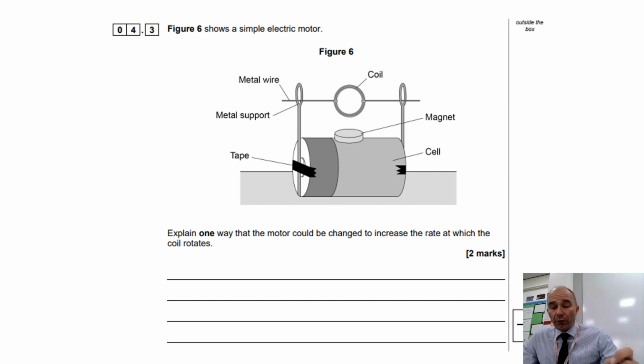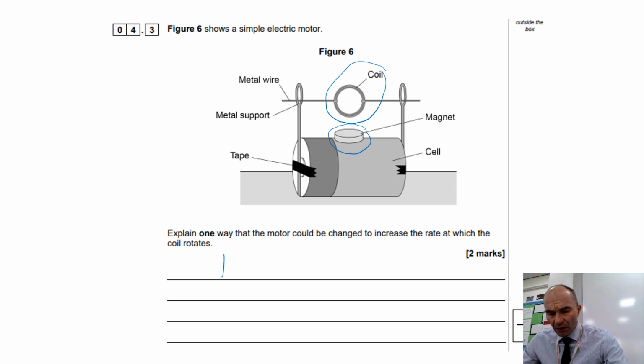And then 4.3, we're given an example of a simple electric motor. We need to explain one way that the motor could be changed to increase the rate at which the coil rotates. This one's a nice question if you get it. Here you've got your coil of wire. This is the key bit in this particular question. You've also got your magnet right here.